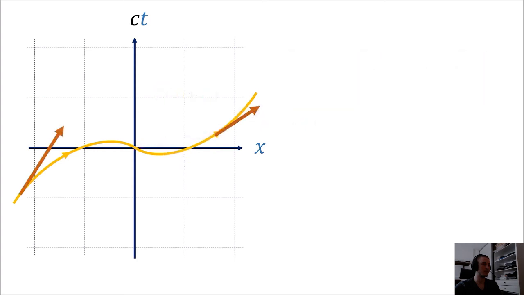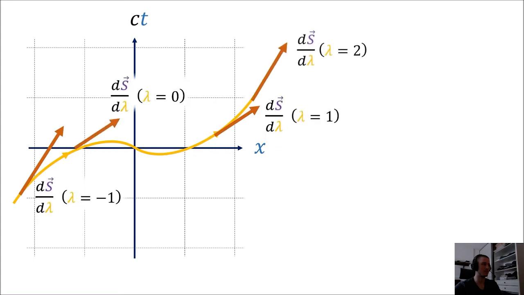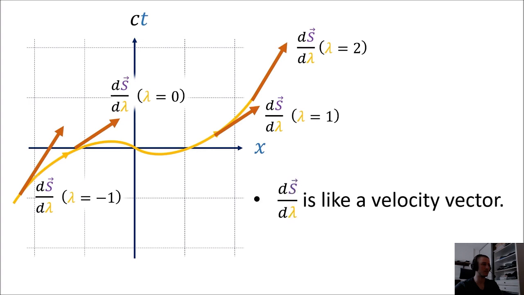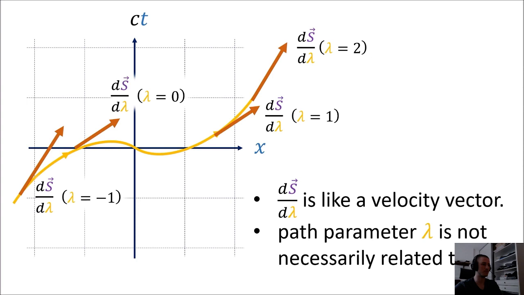And actually, ds by d lambda is a whole series of tangent vectors, one tangent vector for each value of lambda along the curve. These are basically like velocity vectors along the curve, although the path parameter lambda does not necessarily have to be related to time. It can be any abstract variable without physical significance.